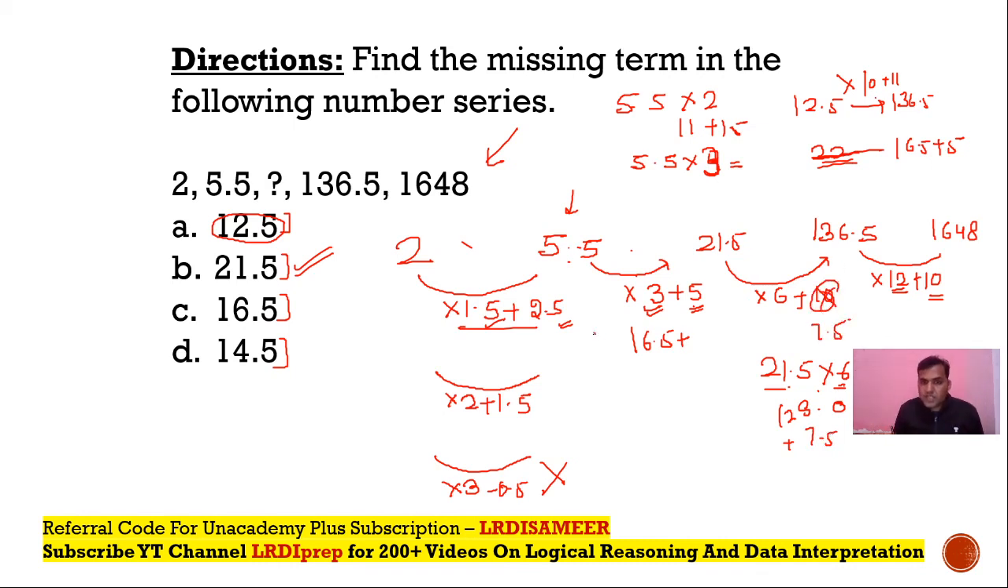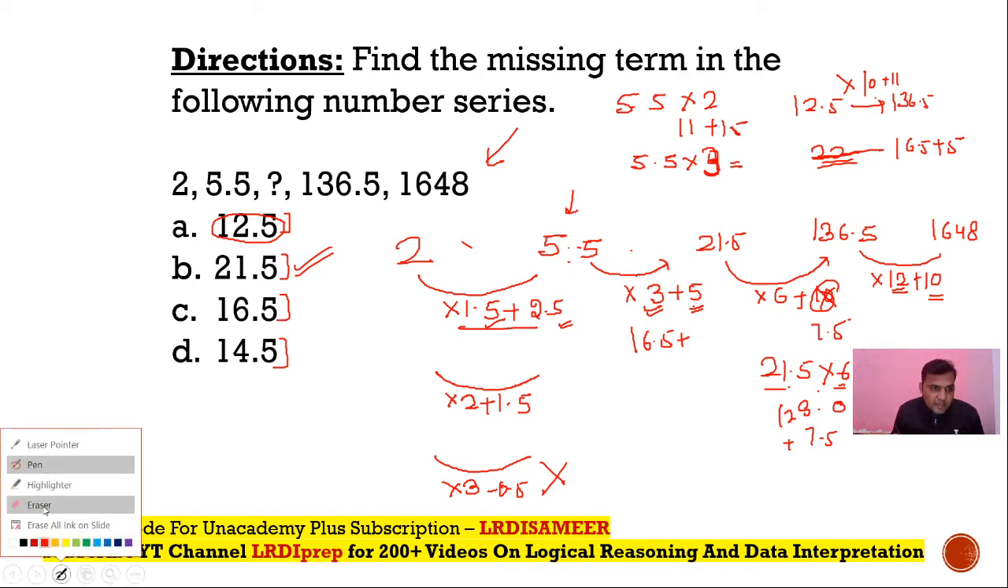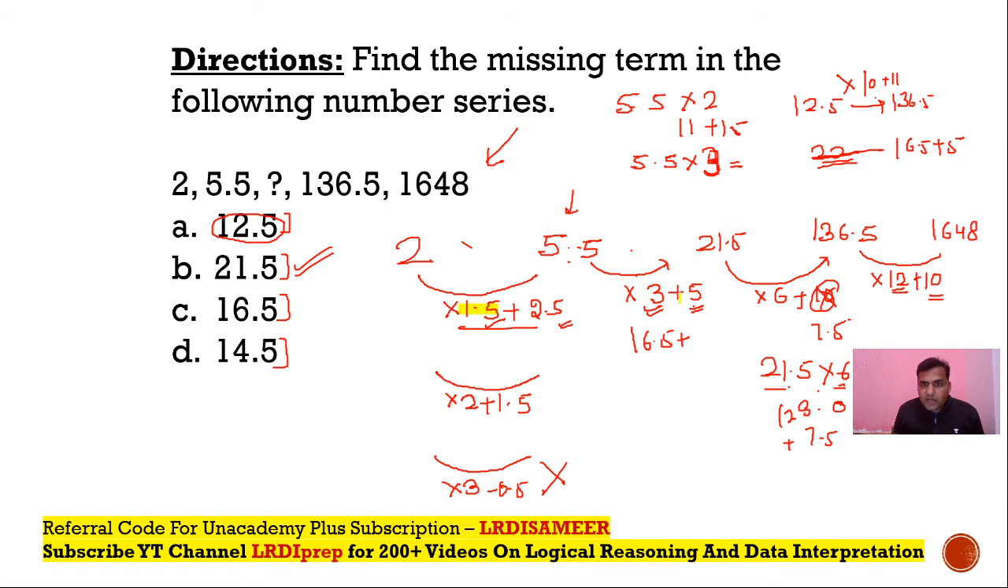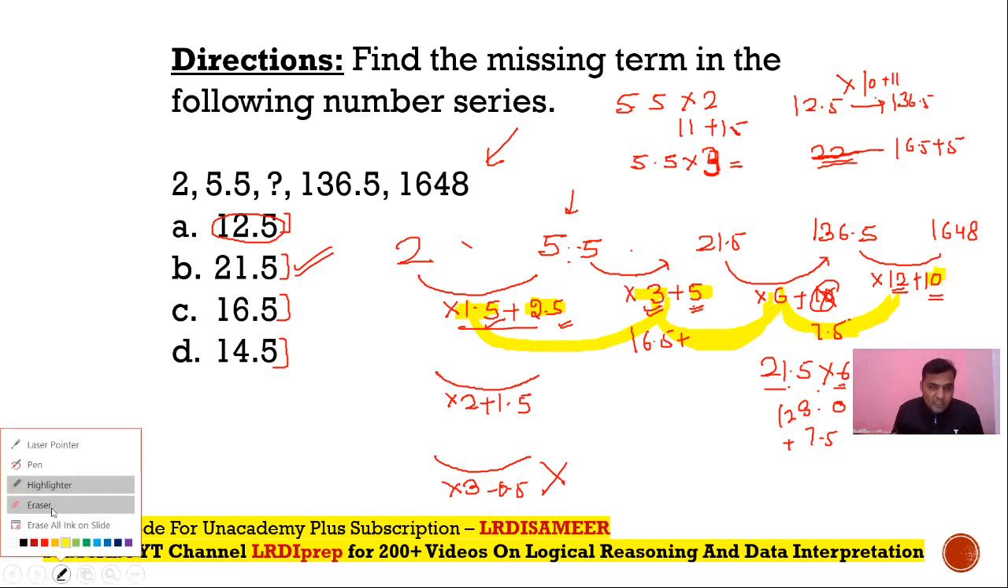Okay, now you see a pattern over here. But what is the pattern? The pattern is this, right? That 1.5 into 2 is 3, 3 into 2 is 6, 6 into 2 is 12, right? And 2.5, the number is moving from 2.5 to 5, then 5 to 7.5, 7.5 to 10. So that's correct. So 21.5 is the correct answer of the question, right?